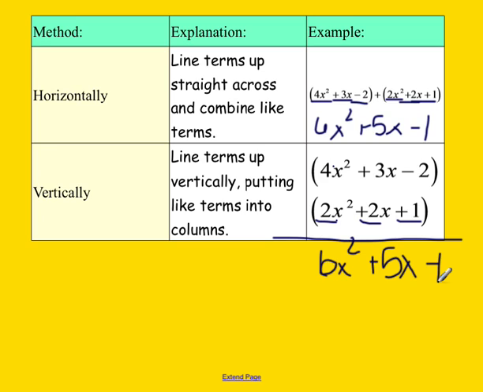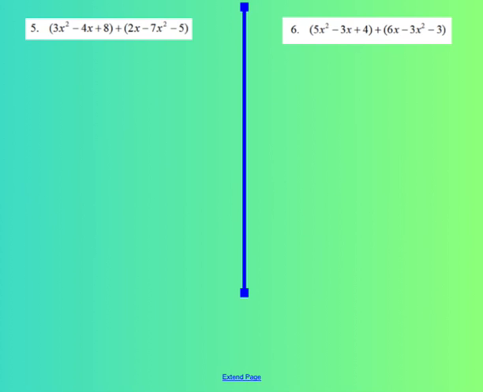So both of those are options. I'm not going to make you do one or the other. Do what's comfortable for you. I usually tell students to pick a method and stick to it. All right, so let's take a look at number 5. For number 5, we're going to be adding those. So when we're adding them, we can pick our method. I'm going to start by using the horizontal method. That just means combining like terms.